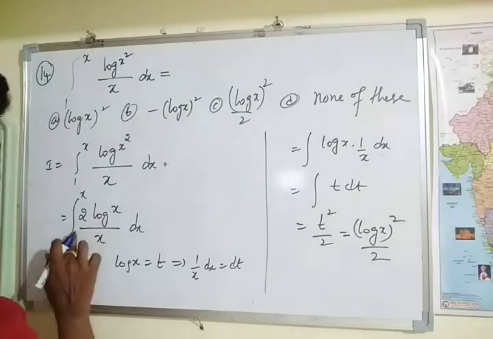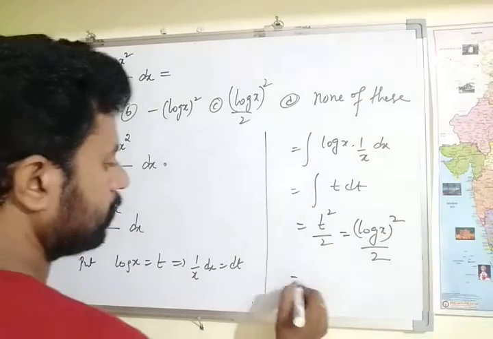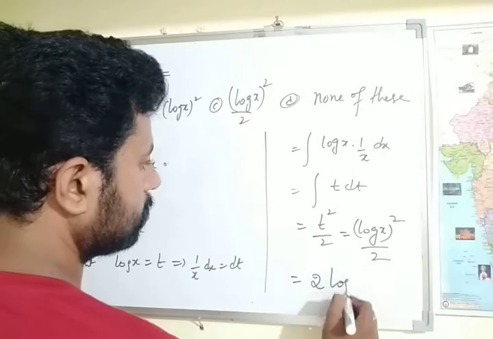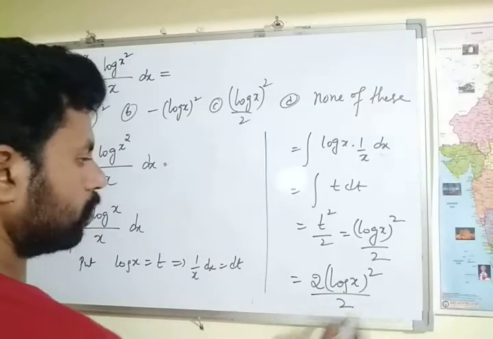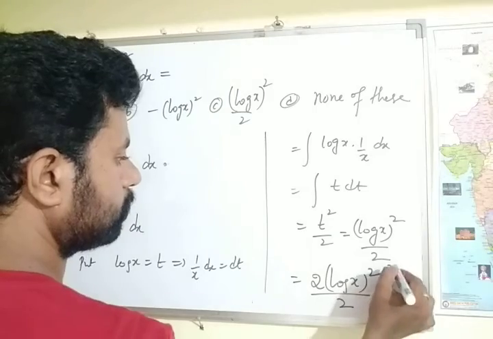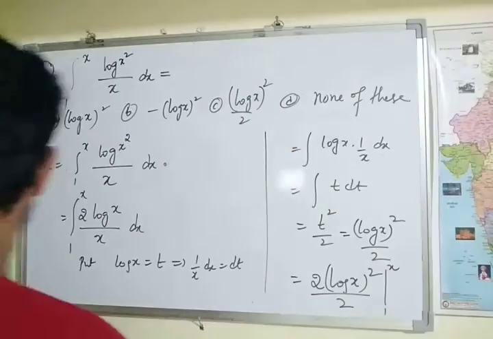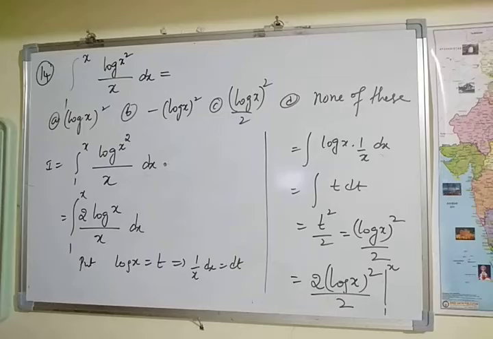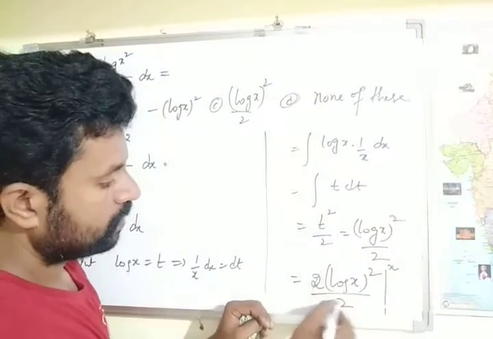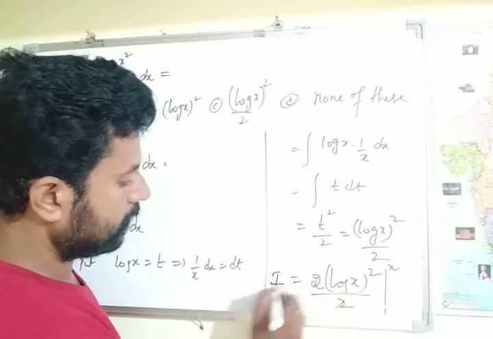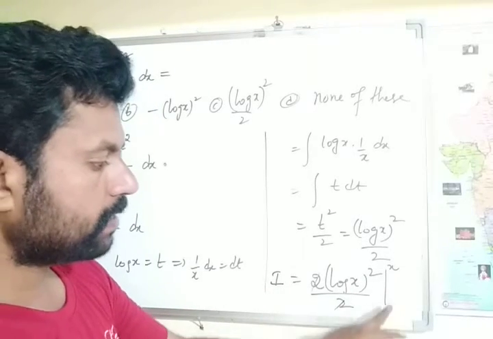Now here we have 2 into (log x) whole square divided by 2, with limits. The 2 gets cancelled. The remaining final term is I, with upper limit x and lower limit 1.